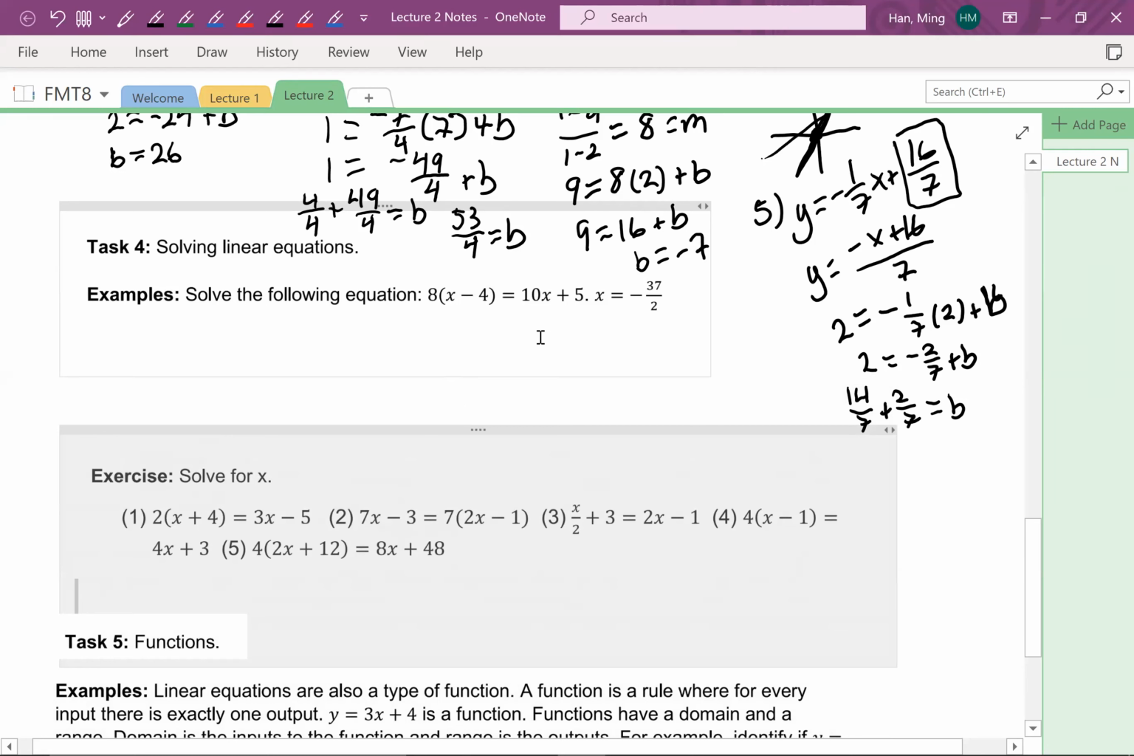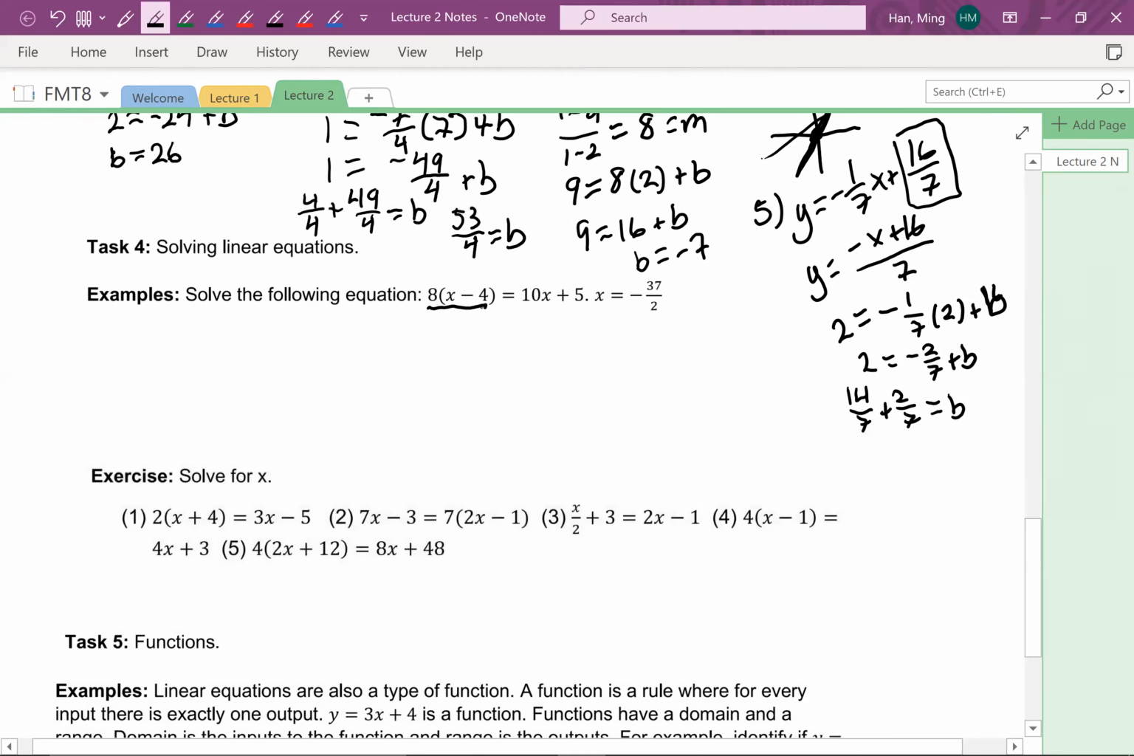So if we have the example given here, we have the linear equation 8 times (x minus 4) equals 10x plus 5, and that's a linear equation because x doesn't have a power, so it's not an exponent. So when you graph it, it's still going to be a straight line. Well, how do you solve for this?